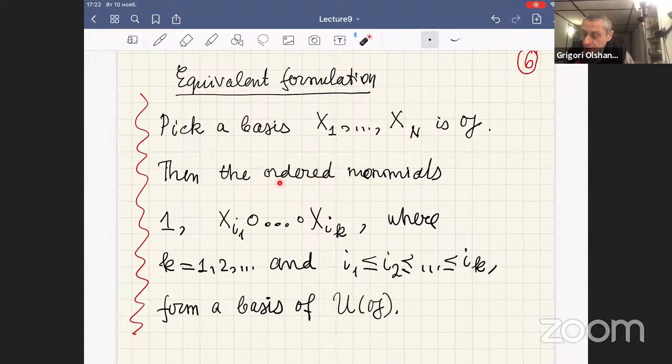Then the ordered monomials. Ordered means that we consider only monomials in the universal enveloping algebra, where the indices are weakly decreasing. So it's enough to take these monomials, and together with the unity, they form a basis, a linear basis of our associative algebra. So this means that any element of this algebra can be written as a finite linear combination of the ordered monomials.